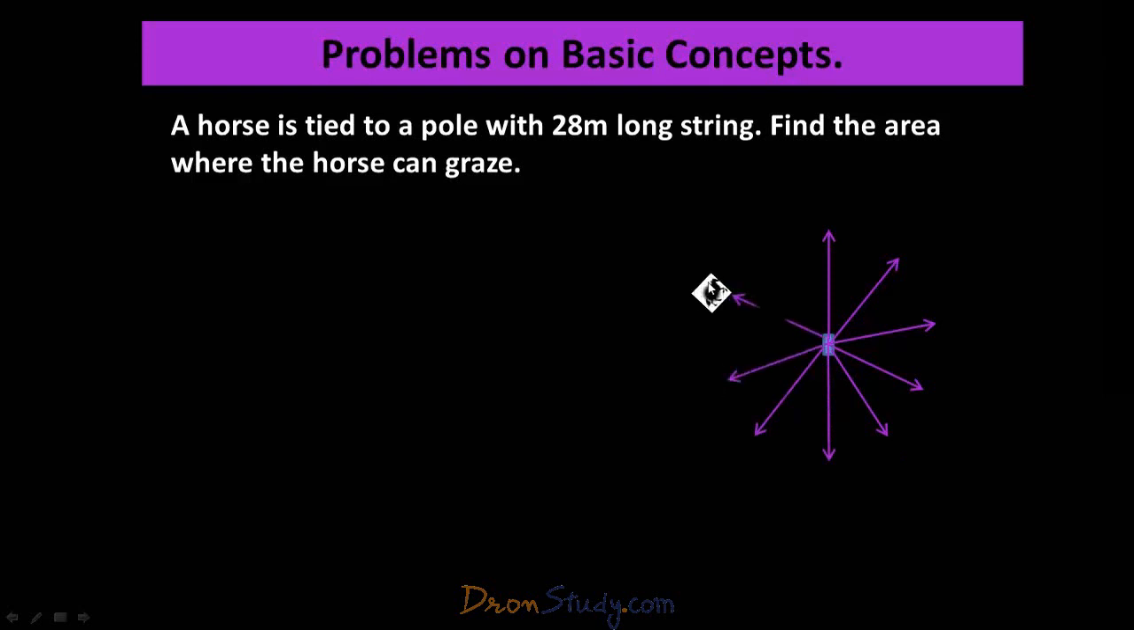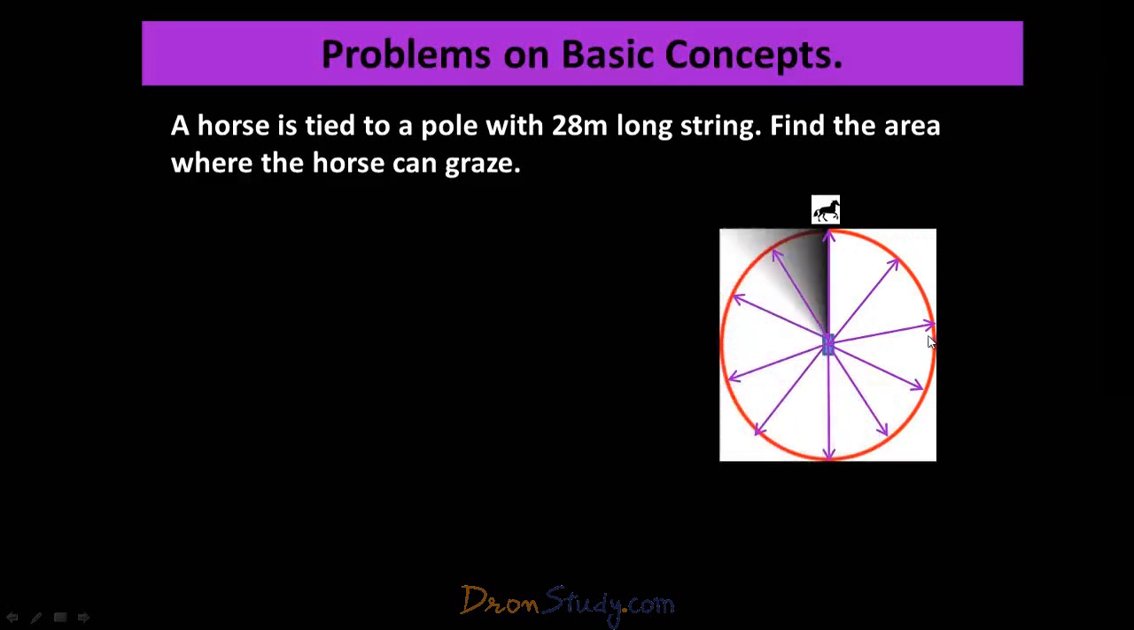So horse has some limitations, and therefore the locus of all these points will be nothing but a circle. It means the horse can graze only inside the circle and not outside the circle. So we have to find the area on which the horse can graze. It means we have to find the area of this circle, and the length of the rope is 28 meter. It means the radius is 28 meter.